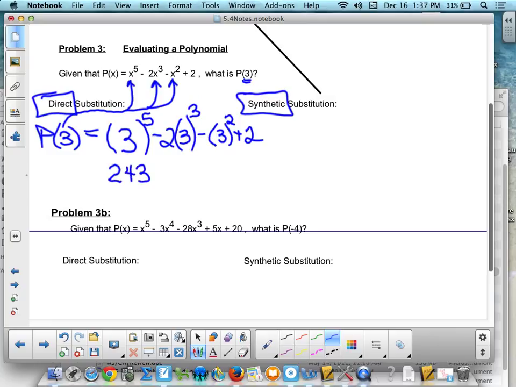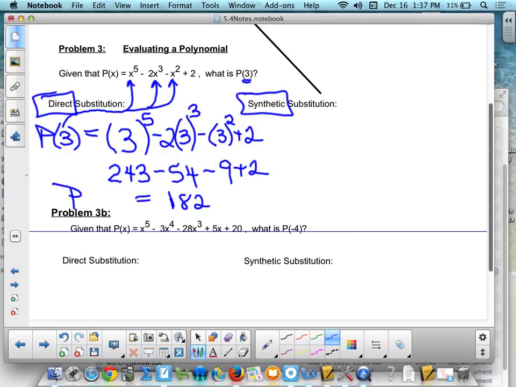243. I know 3 squared is 9, 3 to the 3rd is 27 times negative 2 is negative 54 minus 9 plus 2. Right? I'm just trying to show you a few more steps instead of just writing 182. This minus this plus this is 182. So what am I trying to tell you?